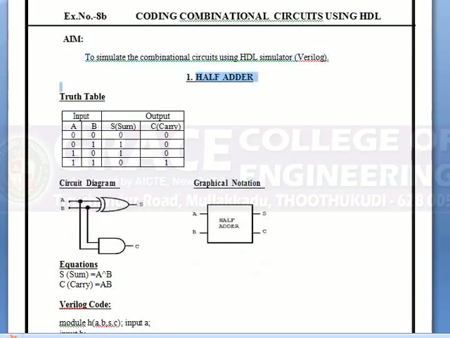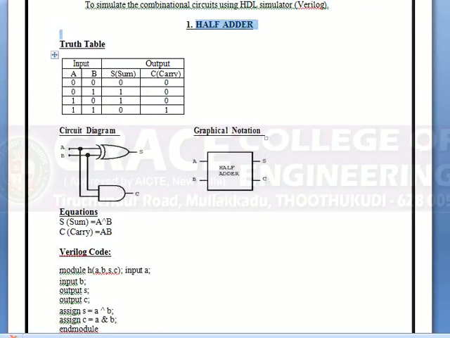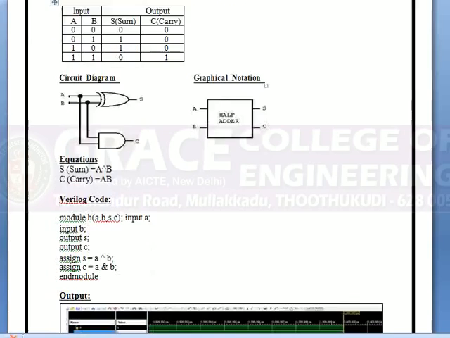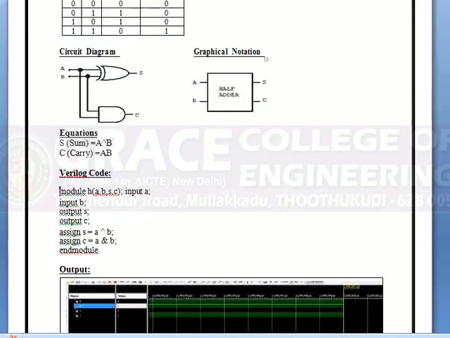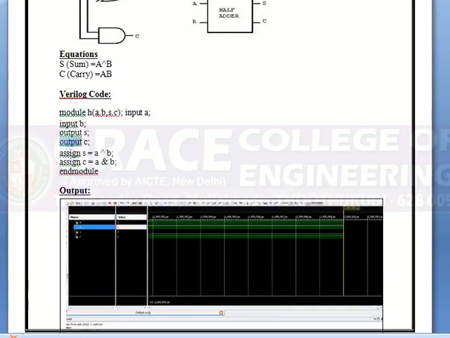First, half adder. This is the truth table. This is the circuit diagram of the half adder. This is the module. For the module, file name, variables I am taking A, B, S, C, and input A, input B, 2 inputs and 2 outputs. That is output sum, output carry, then assigning the values, then end module.